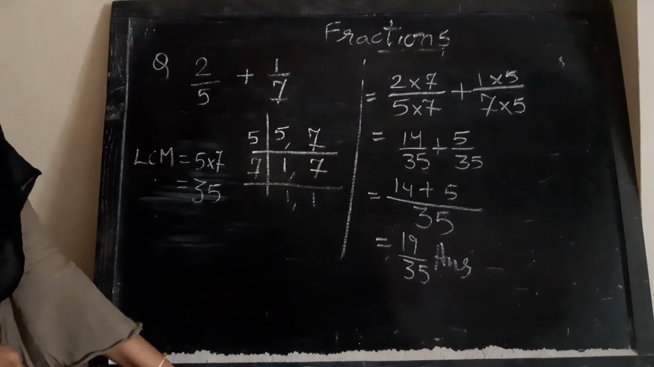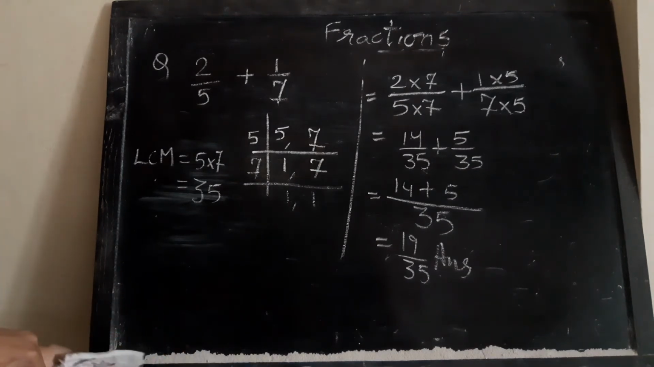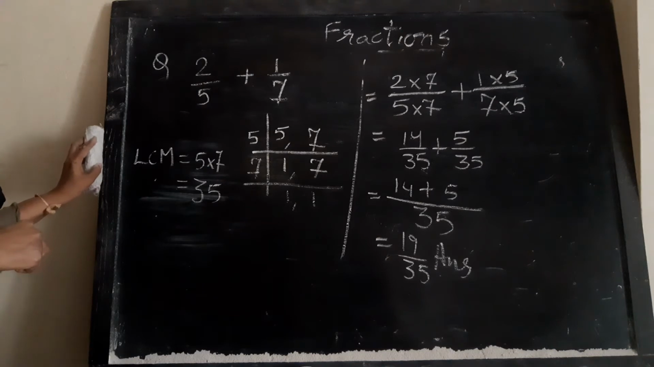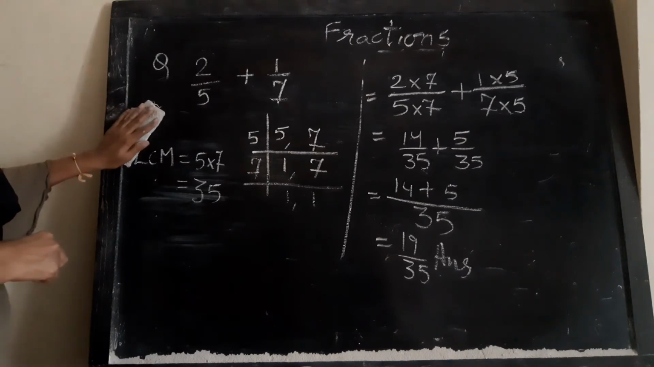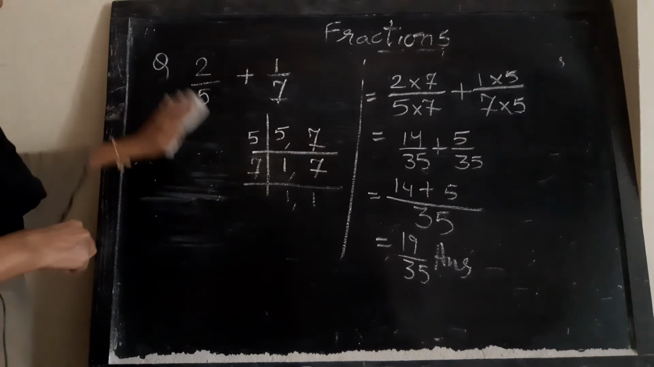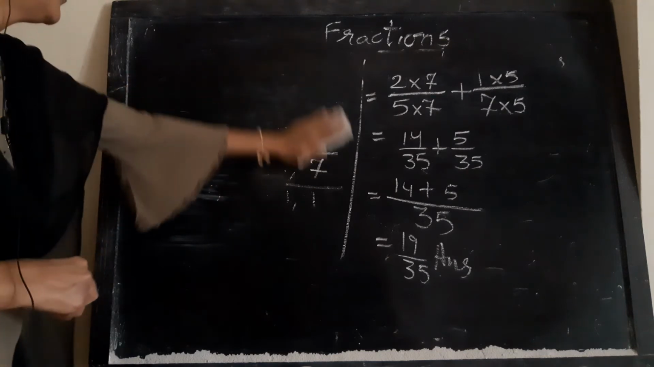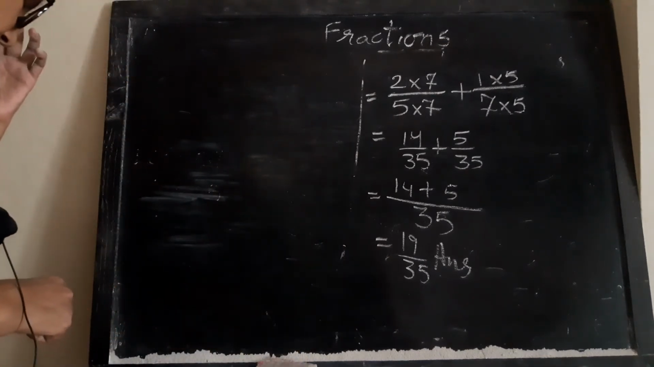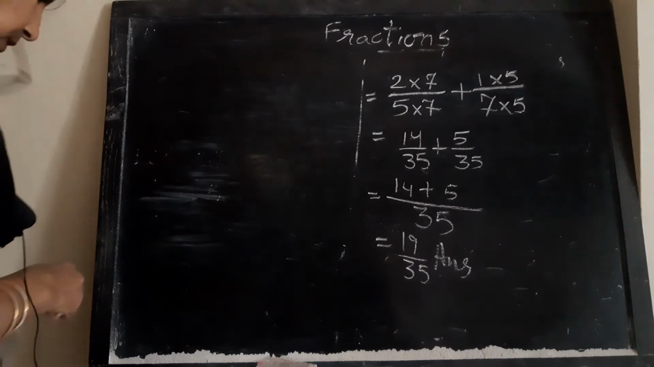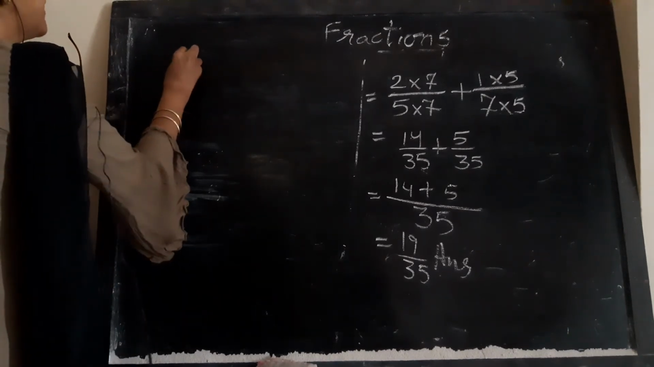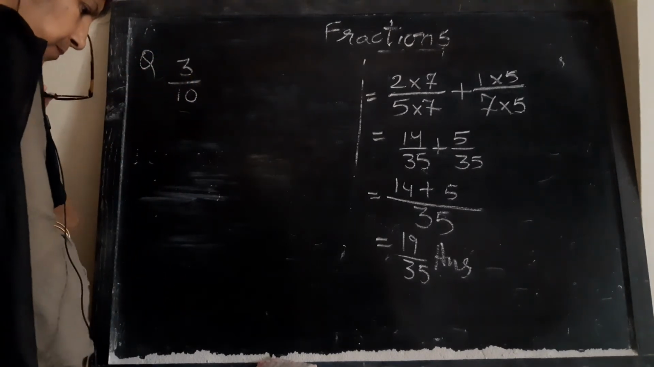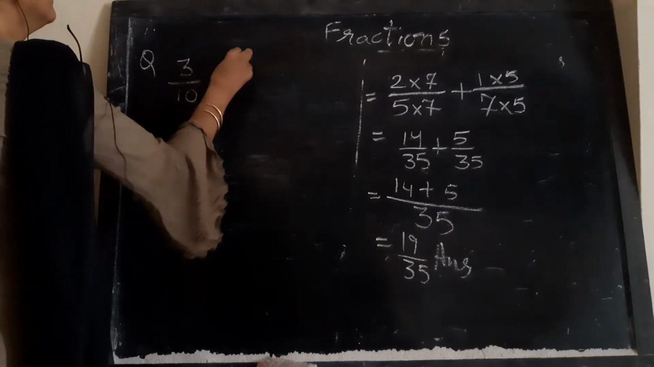I wish the process is clear. We will be solving one more question of this type to make the process clear. And to master the concept, you have to solve a few questions from your book also. So the next question which I am going to do here is 3 upon 10 plus 7 upon 15.